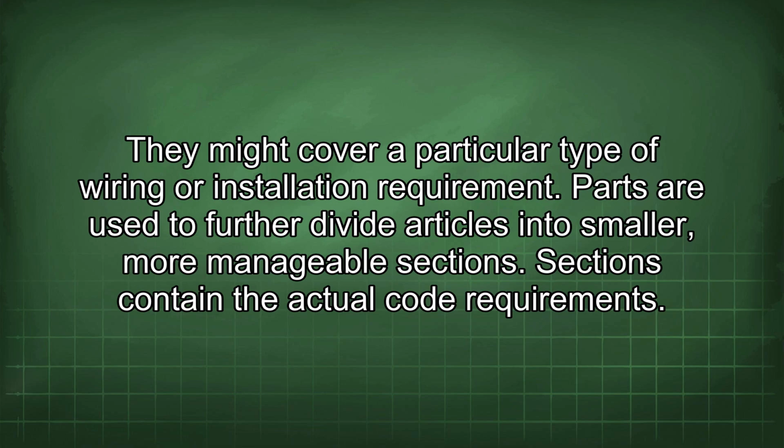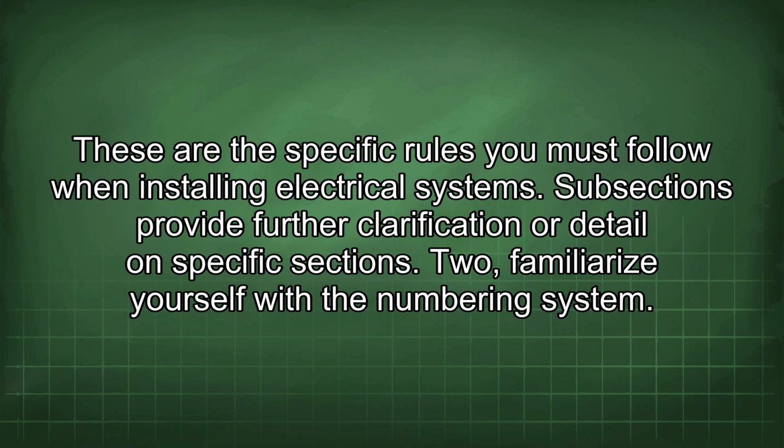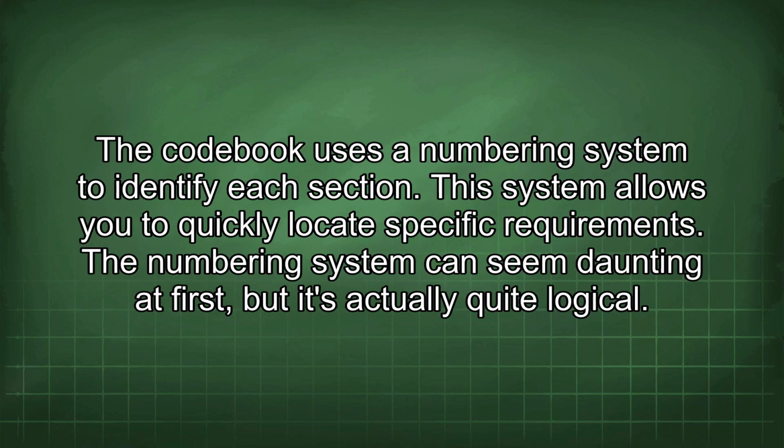Sections contain the actual code requirements. These are the specific rules you must follow when installing electrical systems. Subsections provide further clarification or detail on specific sections. 2. Familiarize yourself with the numbering system. The codebook uses a numbering system to identify each section. This system allows you to quickly locate specific requirements.